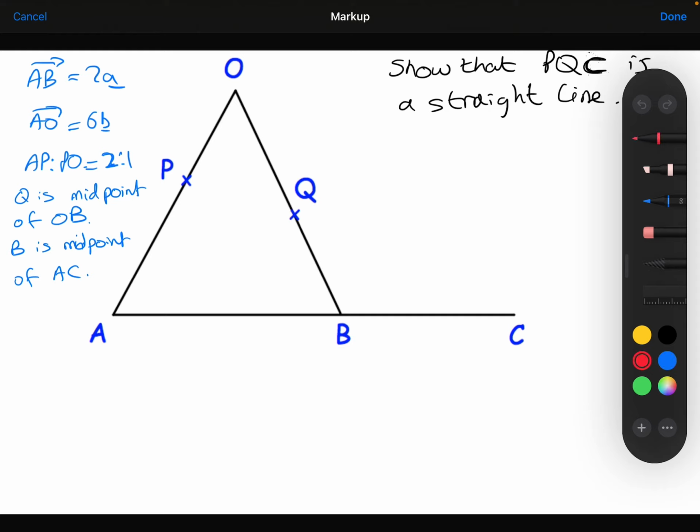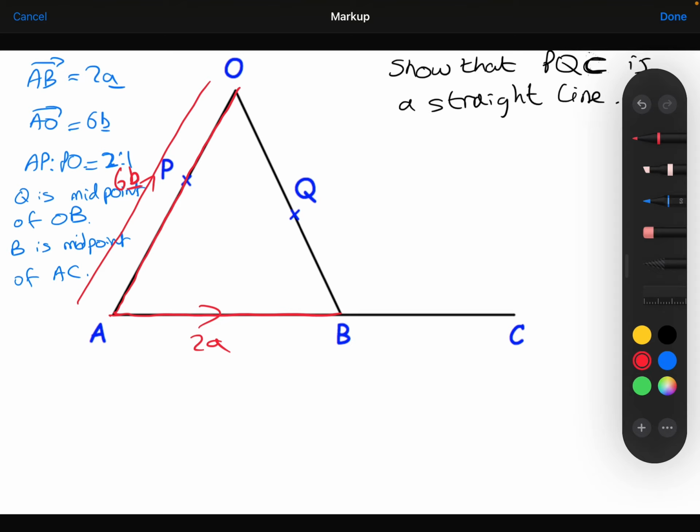So here I've got the triangle OAB. I've been told that the vector A to B is 2a. So this down here is 2a. And I've been told that the vector from A to O is 6b. So this vector here is 6b. So the whole thing there, I'm going to put it here and you'll see why in a moment, is 6b.